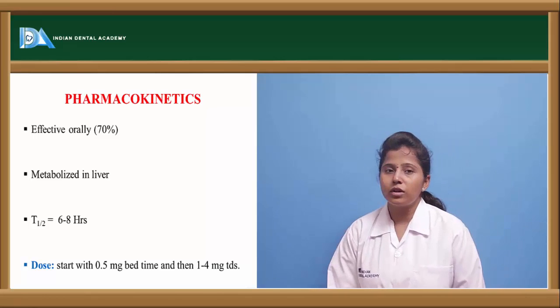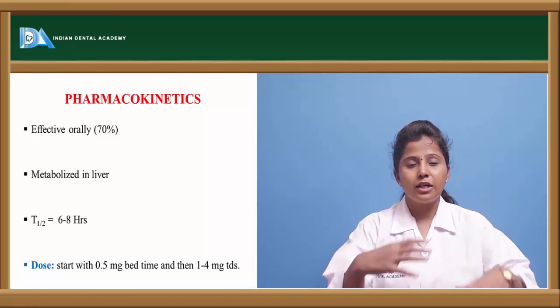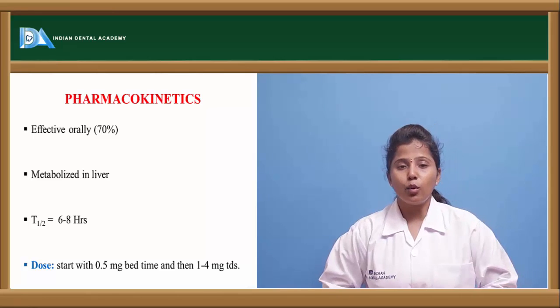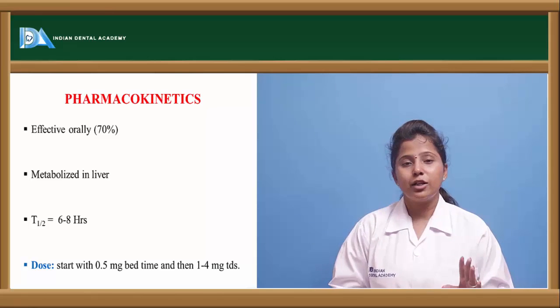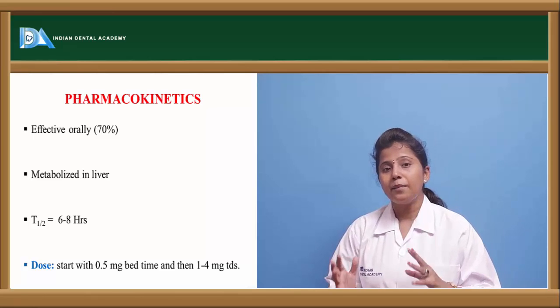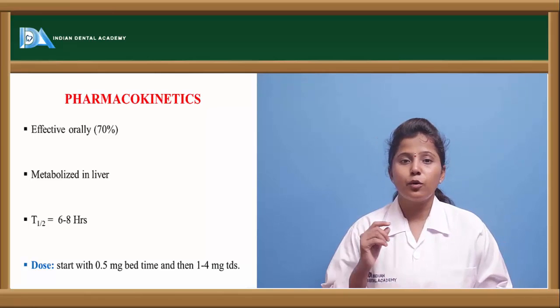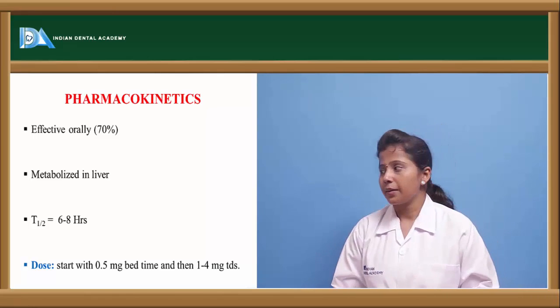And during daytime, the drug should be given at 1 to 4 mg twice a day. So twice a day it should be given at a dose of 1 to 4 mg, but during night time or before going to bed, only 0.5 mg of the drug is recommended.